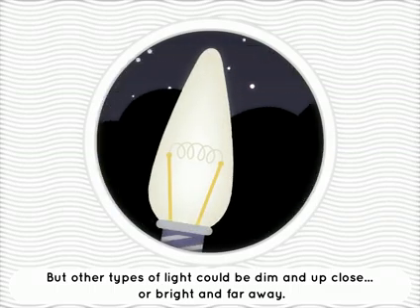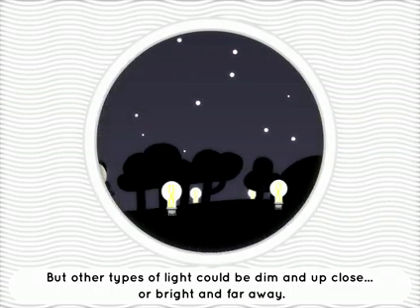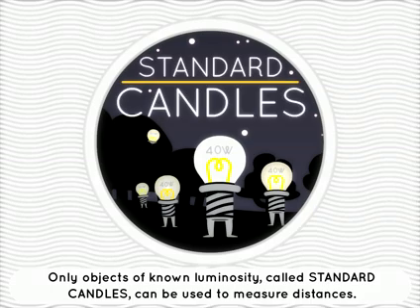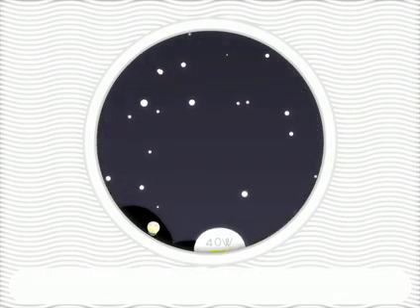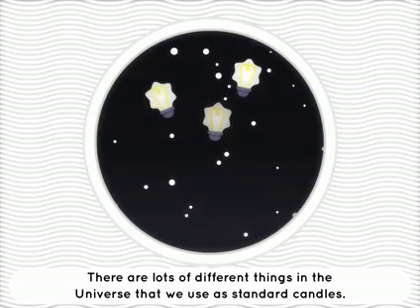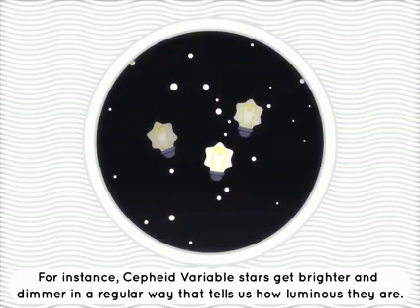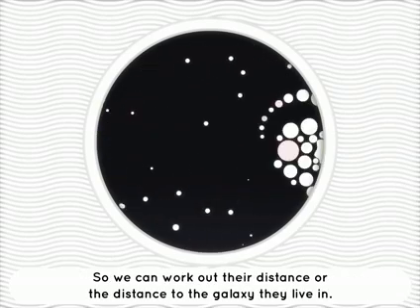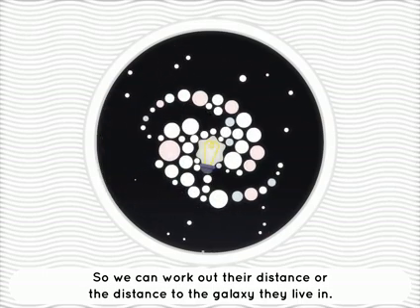But other types of light could either be dim and up close, or bright and far away. Only objects of known luminosity, called standard candles, can be used to measure distances. There are lots of different things in the universe that we use as standard candles. For instance, Cepheid variable stars get brighter and dimmer in a regular way that tells us how luminous they are. So we can work out their distance, or the distance to a galaxy that they live in.